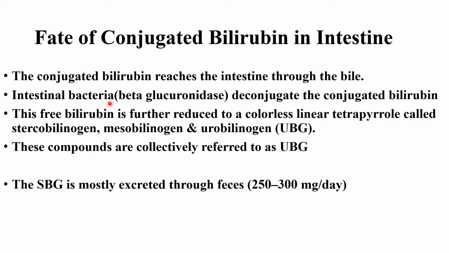Intestinal bacteria, that is beta glucuronidase, deconjugate the conjugated bilirubin. So this free bilirubin is further reduced to a colorless linear tetrapyrrole called stercobilinogen, mesobilinogen or urobilinogen. All these compounds are collectively referred to as urobilinogen. This stercobilinogen is mostly excreted through feces.